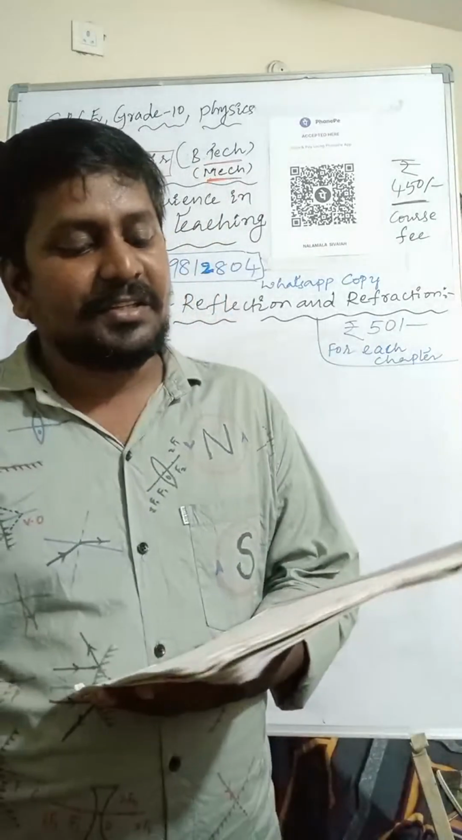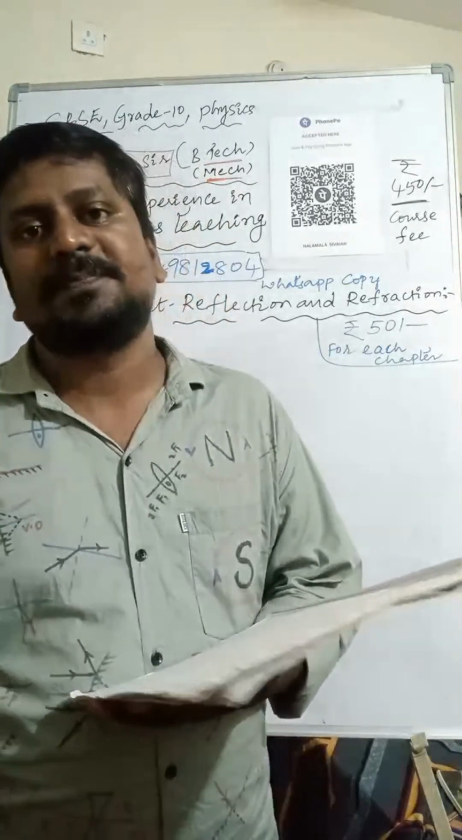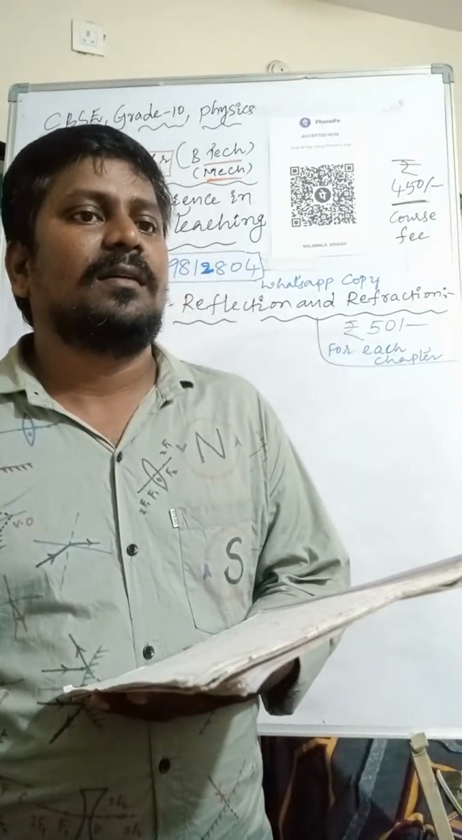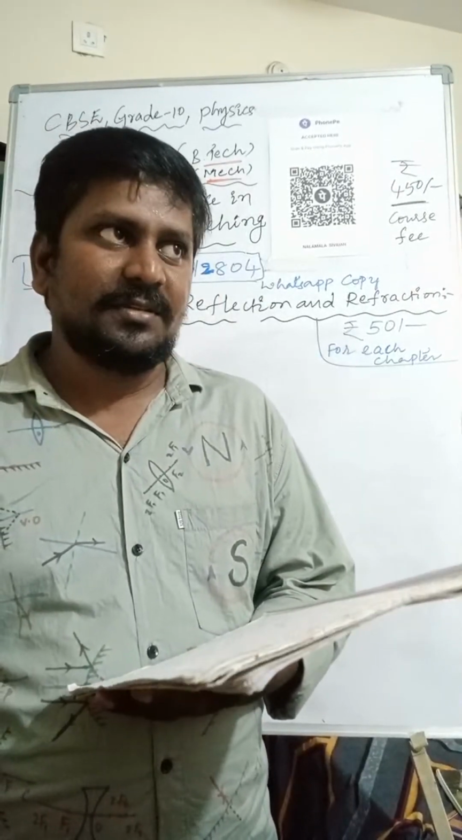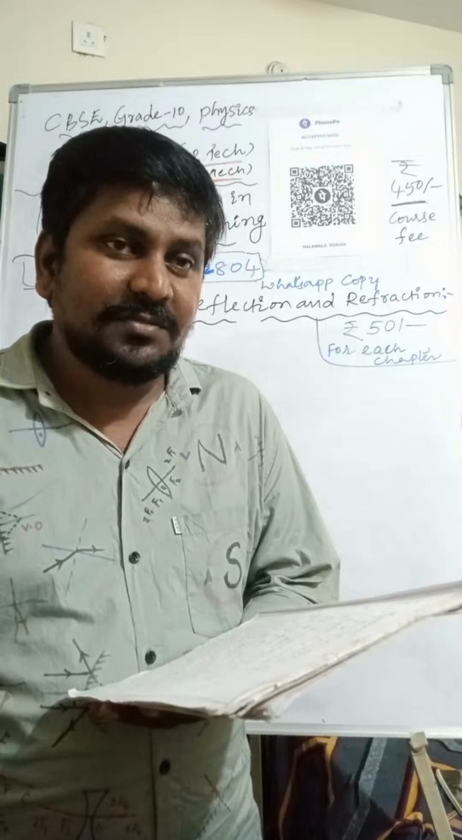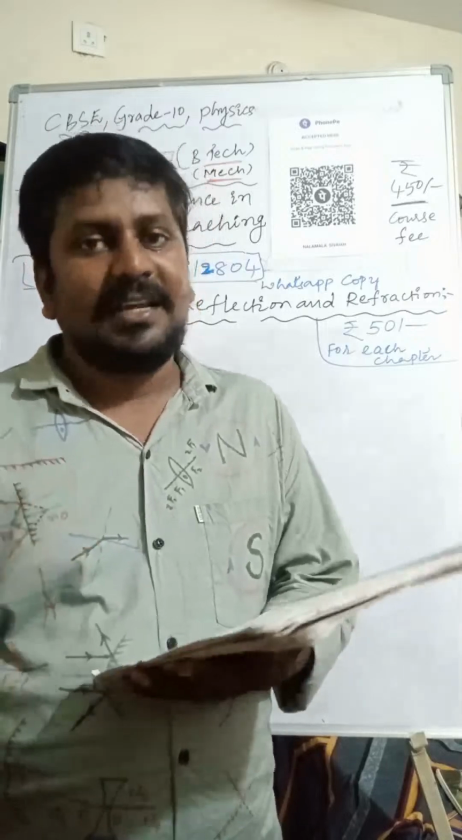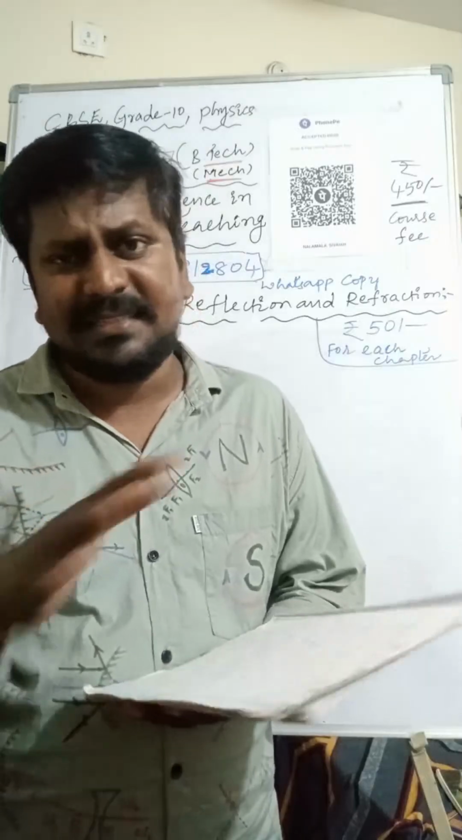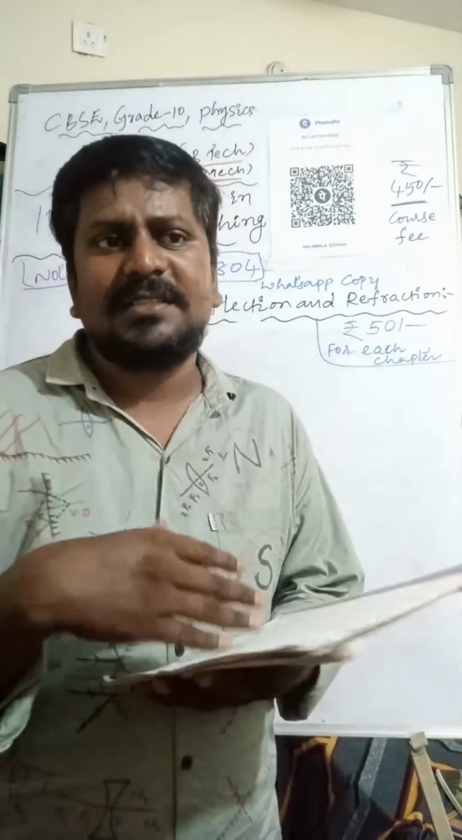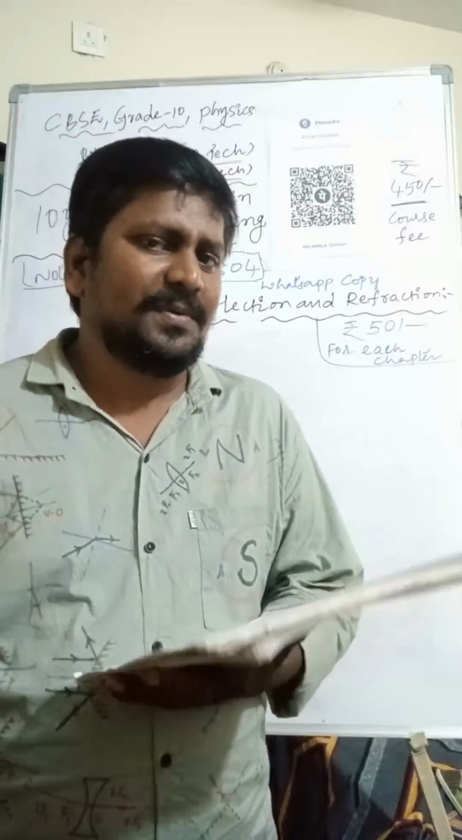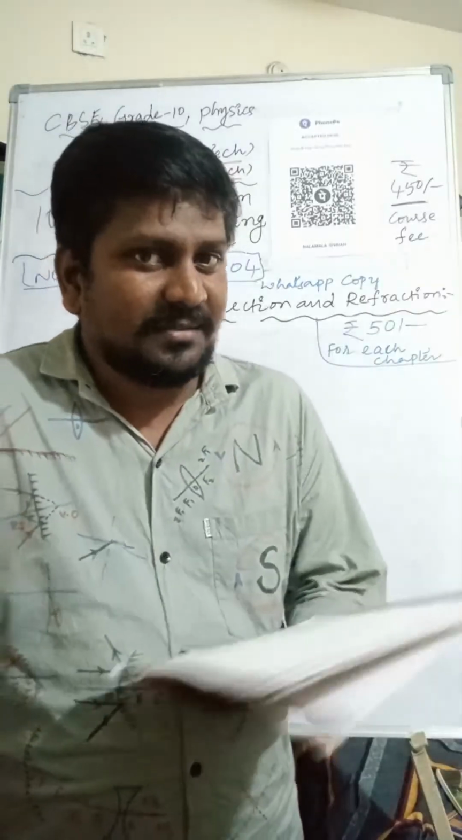List the characteristics of the image formed by the plane mirror. If the object is real, the image is virtual. If the object is virtual, the image is real. Vice versa. That's enough. Simple, easy to remember. Yes or no?